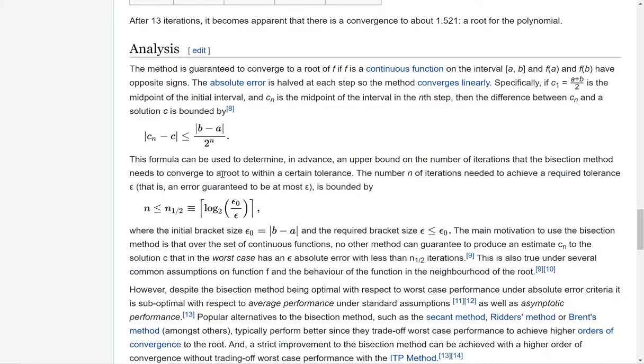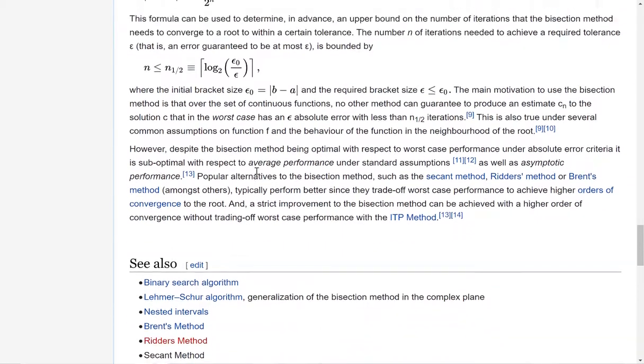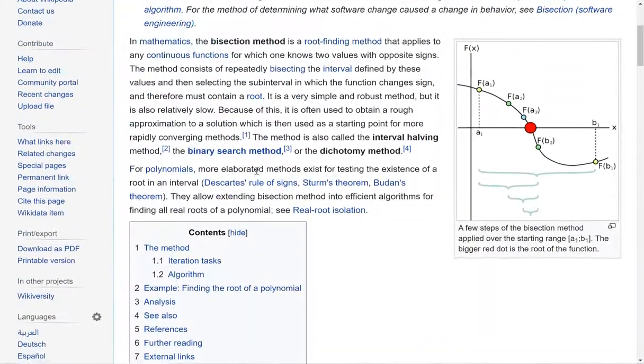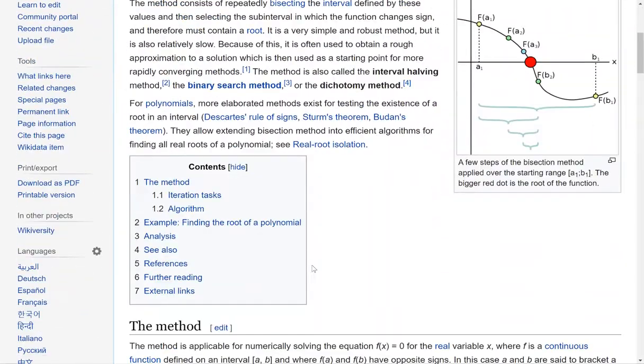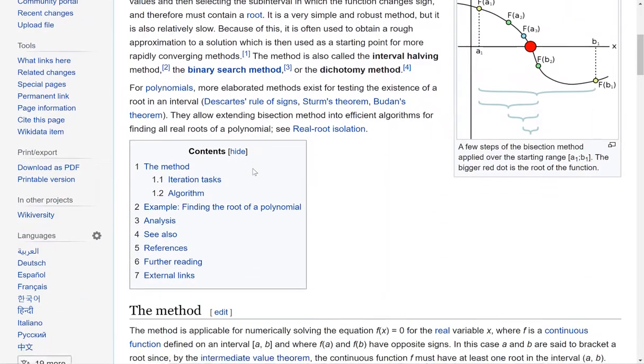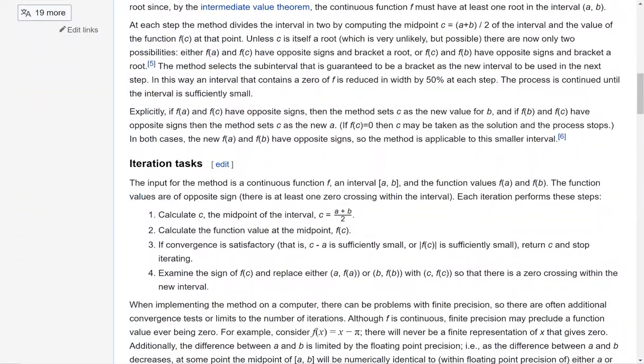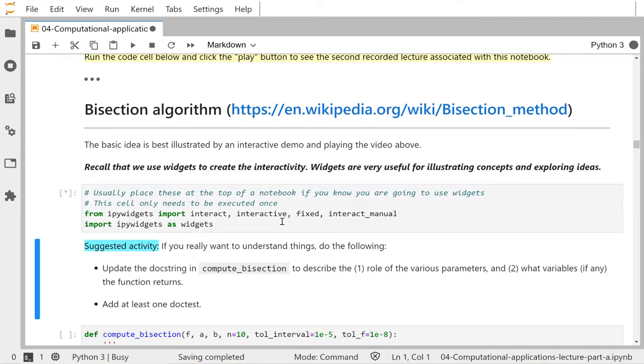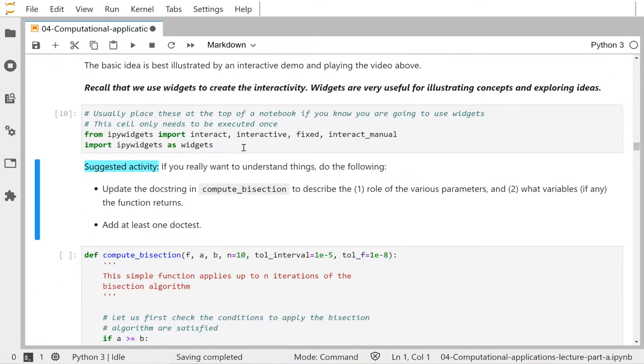So the analysis and a lot of things about the bisection algorithm, it's not a long article, as you see. It's really just got like these 3 sections, this example and the method. And I highly encourage you to take 10 or 15 minutes and just read about this before beginning. But for our purposes, and to keep this video of reasonable length, we will go ahead and start importing all the widgets.